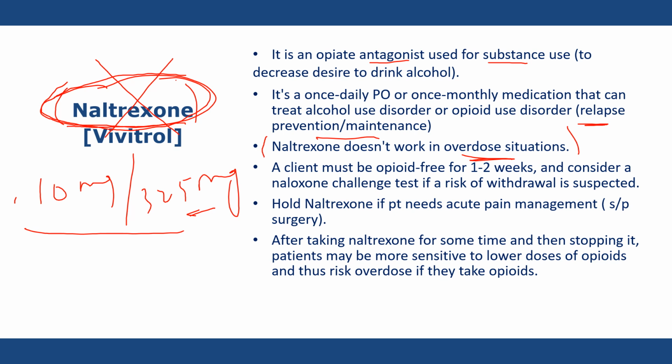That's the first principle. Second is, because the patient was on naltrexone, instead of 10 milligrams, maybe that's what they used to take back in the day, right? 6 months ago, a year ago, we need to start them on a lower dose, like 5 milligrams instead of 10, because after taking naltrexone for some time and then stopping it, the patient may be more sensitive to even lower doses of opioids, and therefore we can put them at high risk of overdose if they start taking opioids when they were on naltrexone for a while. So we are going to start them at a lower dose and hold naltrexone at that time.